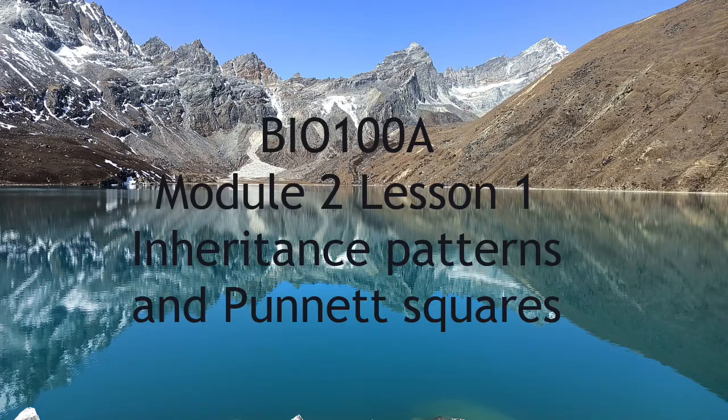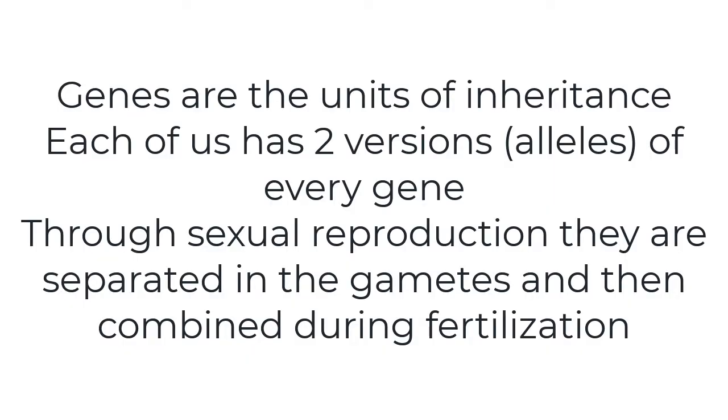Hello and welcome to Module 2, Lesson 1 of BIO100A regarding inheritance patterns and how to solve test crossing using Punnett squares. Genes are DNA sequences that carry information, and they are the units of inheritance. Each of us has two versions called alleles of every gene, one from mom, the other from dad. Through the process of sexual reproduction, these two alleles are separated into the gametes, the reproductive cells, and then they are combined during fertilization when sperm and egg meet to form a new being.